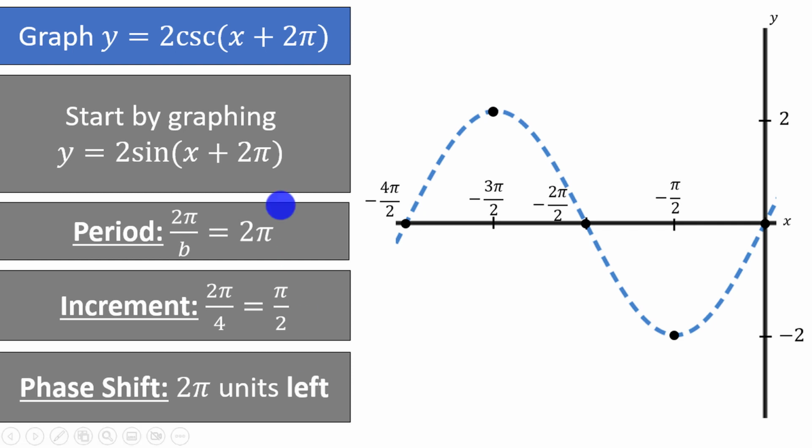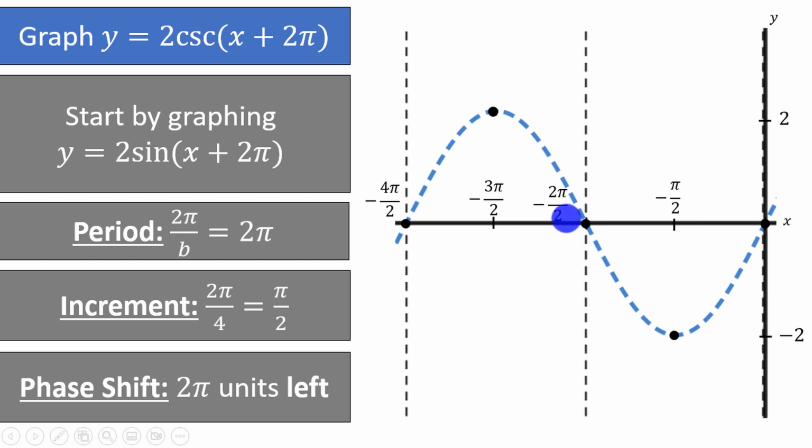The next step in graphing cosecant is to graph a vertical asymptote any time that you have a 0 on sine. So that would be at negative 4 pi over 2, negative 2 pi over 2, and at 0. From here, we know that any of the maximums or minimums on sine will be a shared point on cosecant. That should be enough information for you to draw the graph. Here is the graph of y equals 2 times the cosecant of x plus 2 pi.